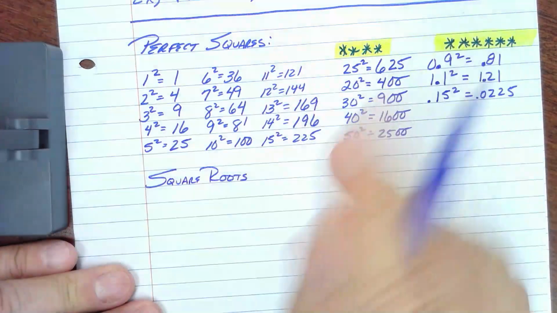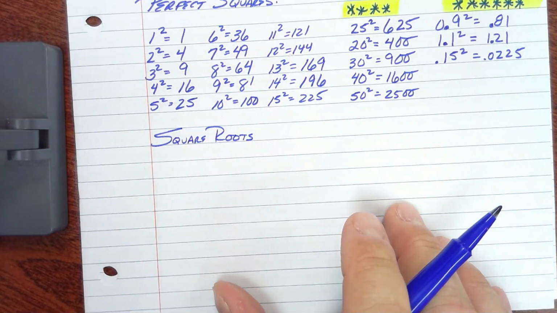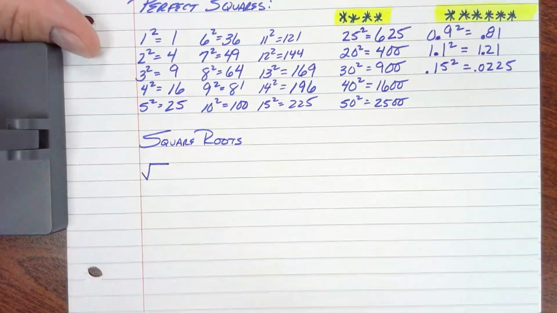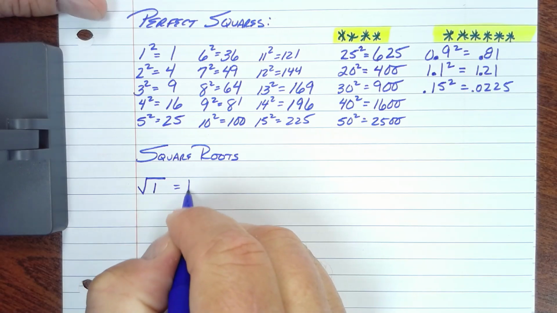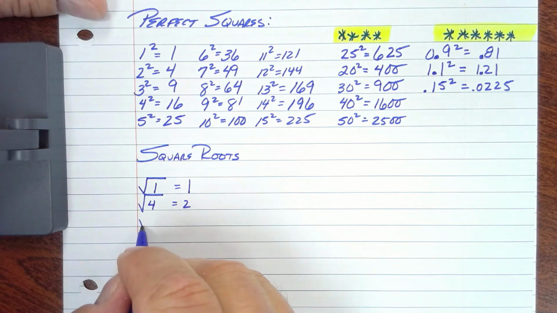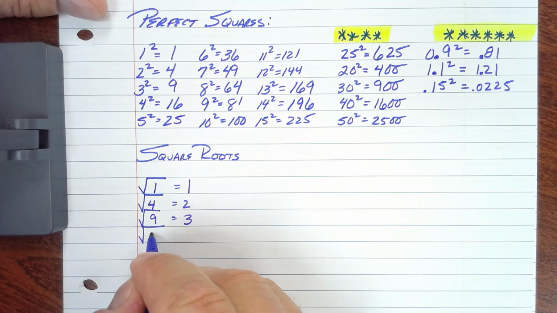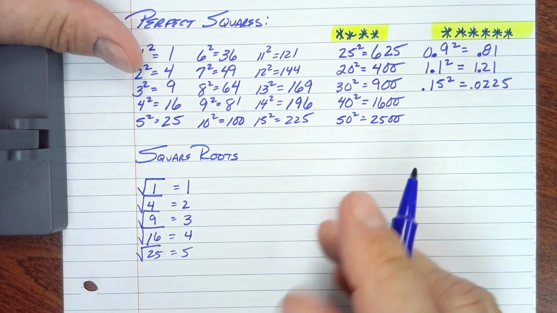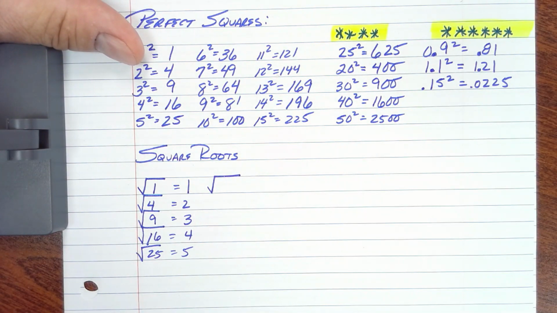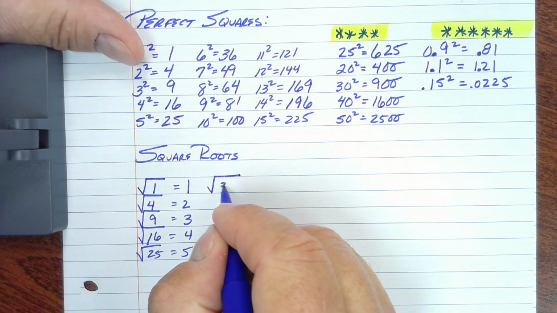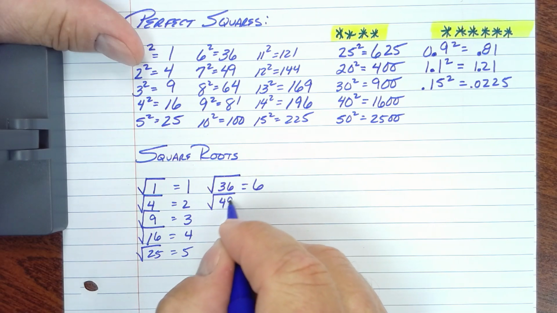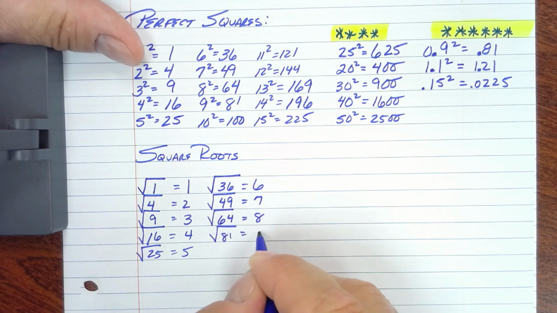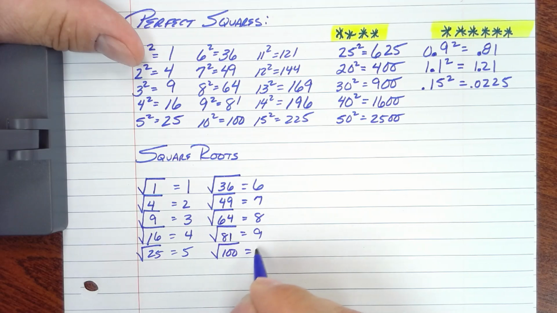Square roots take these numbers and say, hey, what number did you multiply times itself to get that number? Like addition and subtraction, these two things undo each other. So the square root of 1 is 1. The square root of 4 is 2. The square root of 9 is 3. Square root of 16 is 4. And the square root of 25 is 5. The square root of 36 is 6. The square root of 49 is 7. 64 is 8. 81 is 9. And 100 is 10.